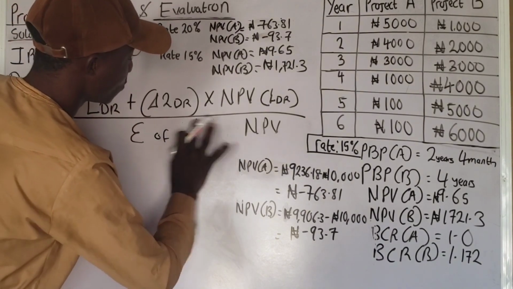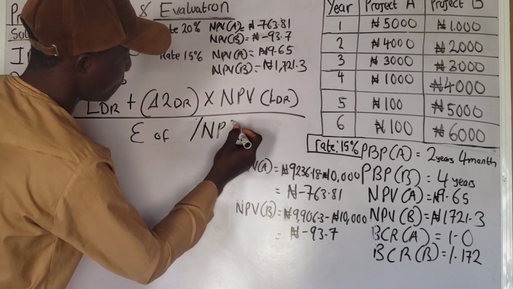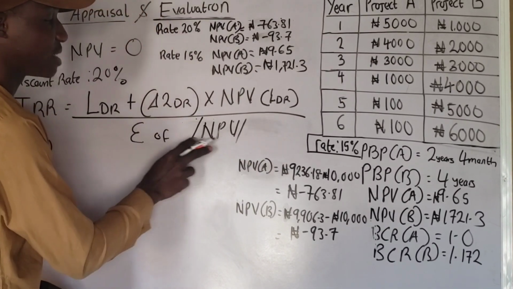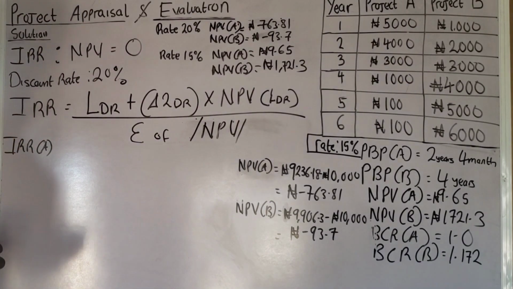The sum of the absolute value of NPV. Let me just put it like this: NPV. I'm very sure you will have come across this in mathematics. This sign means absolute value. You understand? So let us proceed.